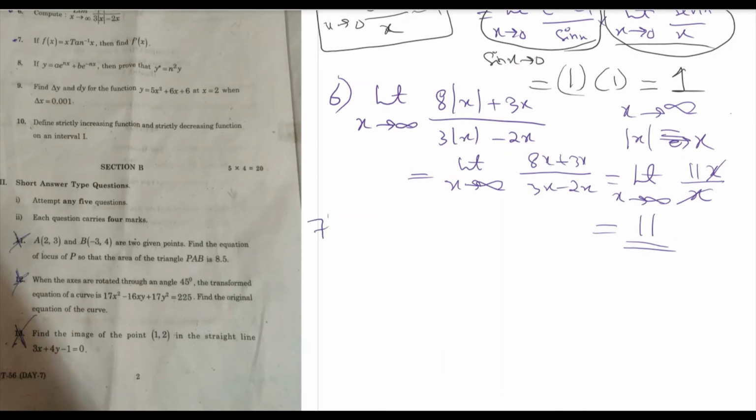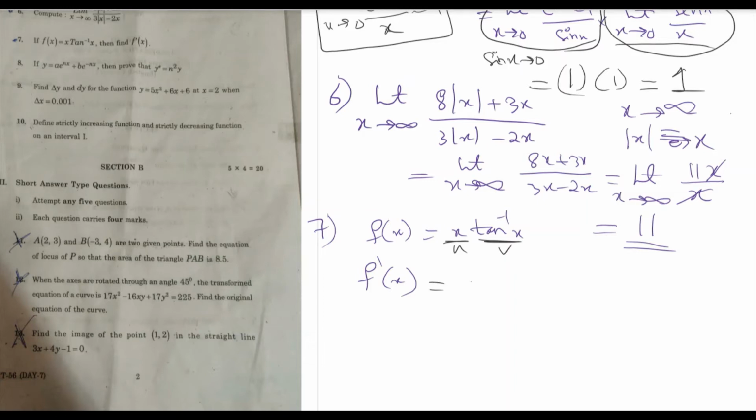Next, seventh one. f of x equals x into tan inverse of x, then find f dash of x. f of x is given as x into tan inverse of x. Differentiating, f dash of x will be equal to... So here apply the UV rule. u is x and v is tan inverse of x.